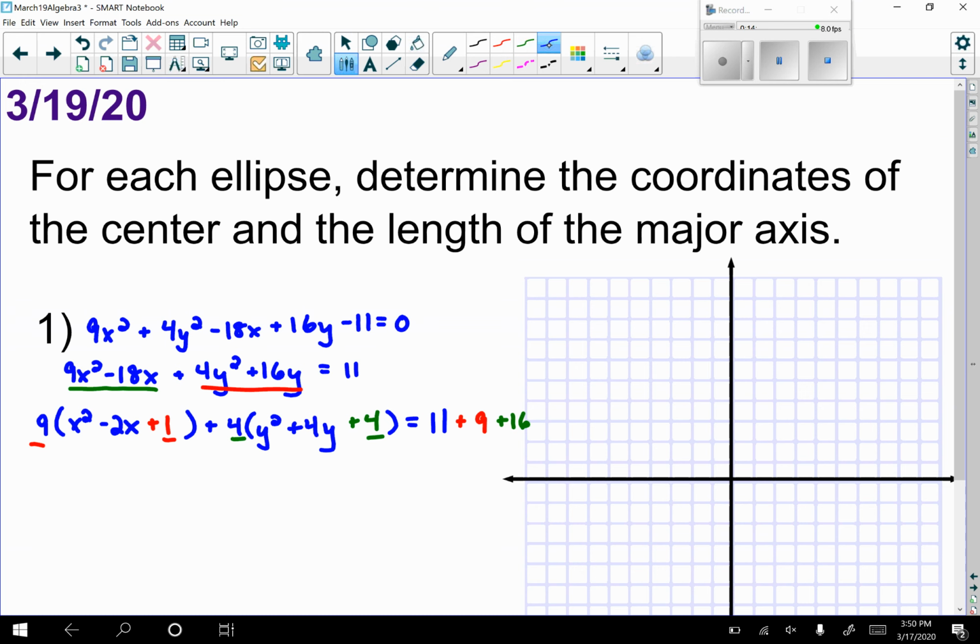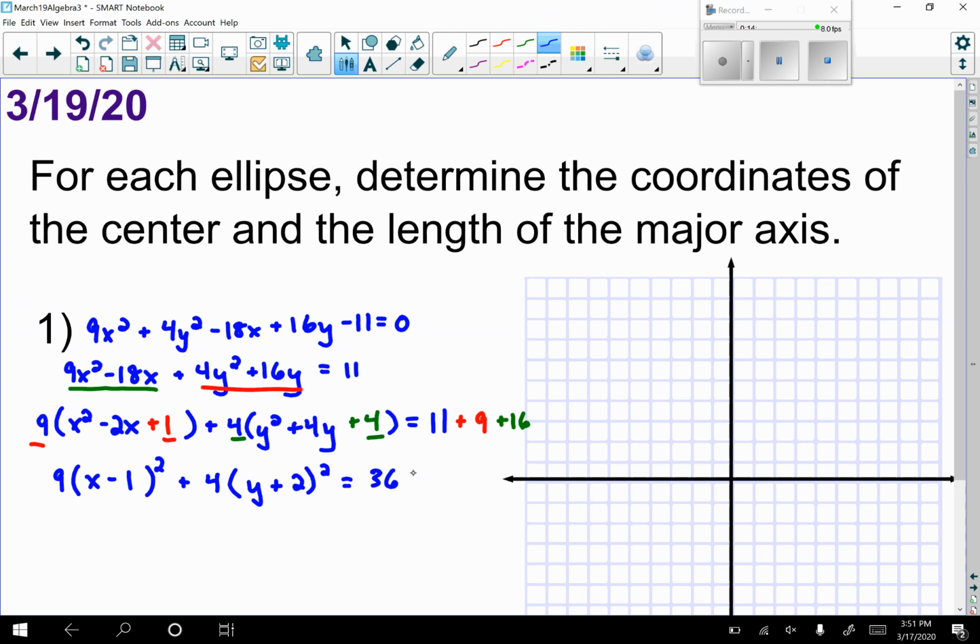So my next step is I'm going to keep the 9 out in front, and then I write this quantity as (x minus 1) squared, leave the 4 out in front. We're going to have (y plus 2) squared. Combine these numbers: 11 and 9 is 20, 20 and 16 will give me 36.